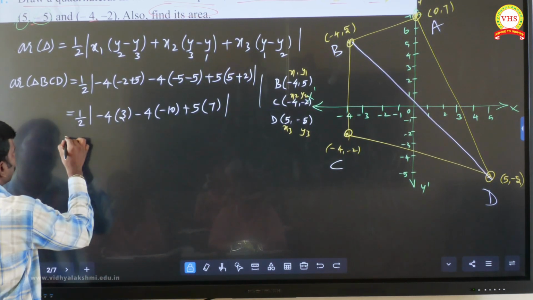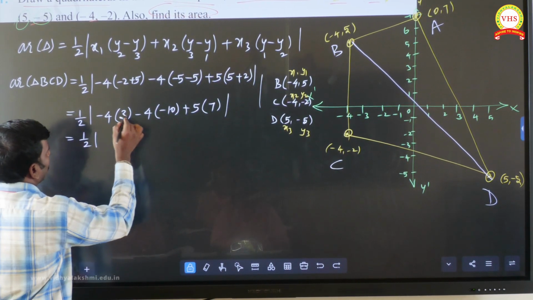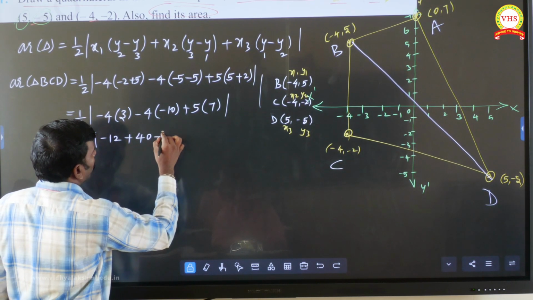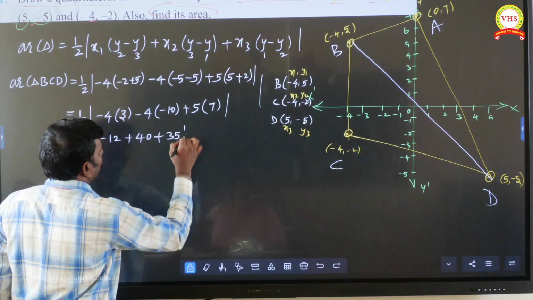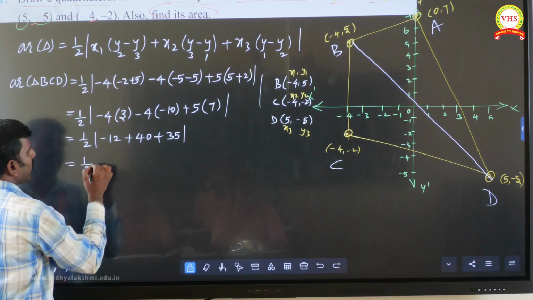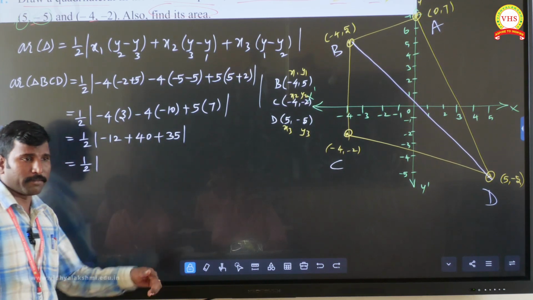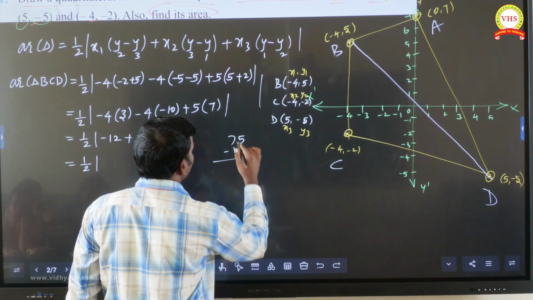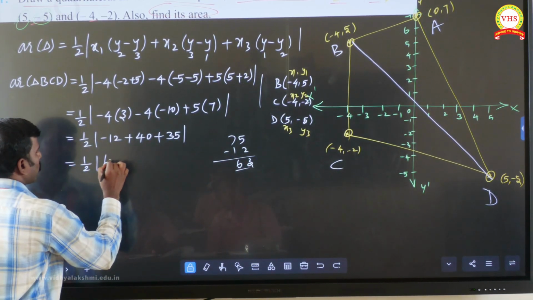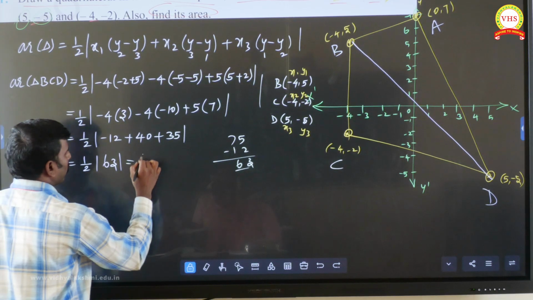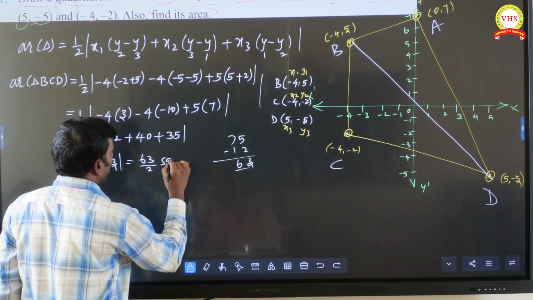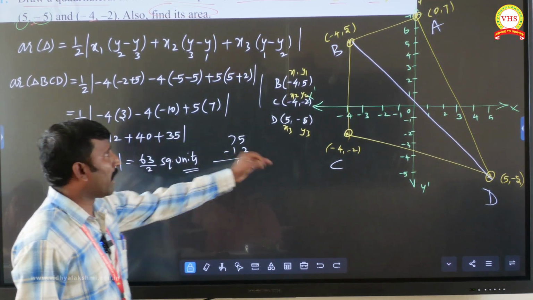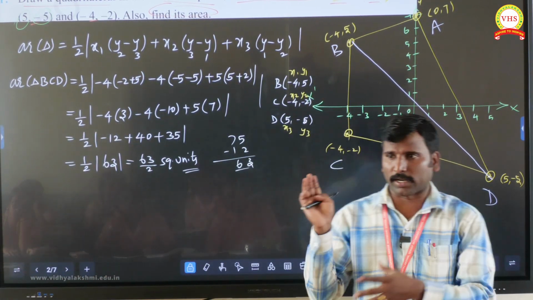That's it. Now we'll simplify this. So 1/2. What am I getting here? Minus 12. Minus into minus plus, 4 10s are 40. 5 7s are 35. Now here we'll go. 40 plus 35 means 75. 75 minus 12, what am I getting? 63. So we can write 63 divided by 2 square units. That is one part of the quadrilateral. That means one triangle.